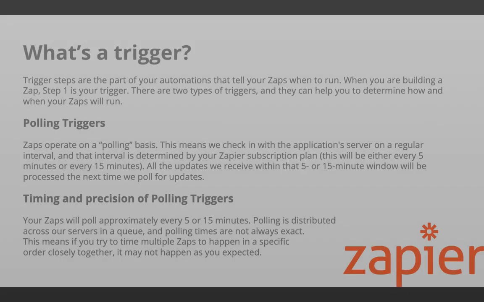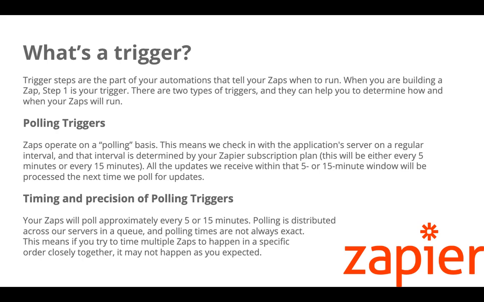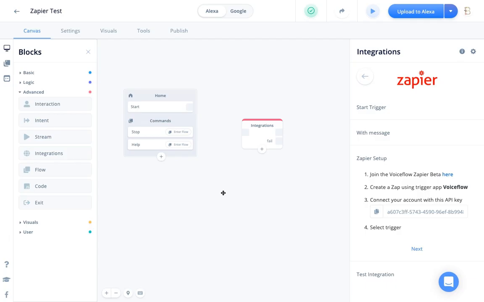If you're not familiar with what a trigger is, there's 2 steps to a Zap. Step number 1 is the trigger. Voiceflow is being triggered in this case. Step 2 is essentially what is happening when something's triggered. So for the sake of this video, we are going to be sending a test email.